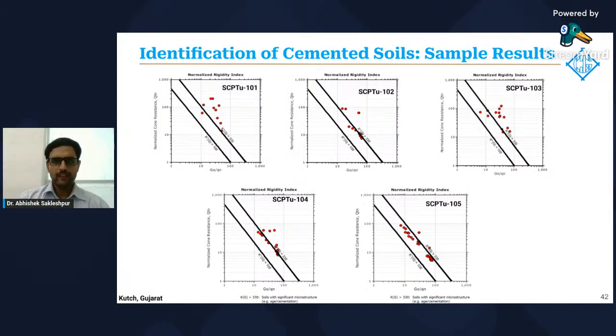Now, as I mentioned previously, one of the advantages of the seismic CPTU is the identification of cemented soils. So these are some example results from the same site in Gujarat. So here we can see that based on the data points, they more or less plot near the value of 330 for that normalized rigidity index, indicating some level of cementation or microstructure at this site. However, note for SCPTu 101, most of the data points actually plot above the line, which means the rigidity index is more than 330, indicating significant cementation in this area of the site.